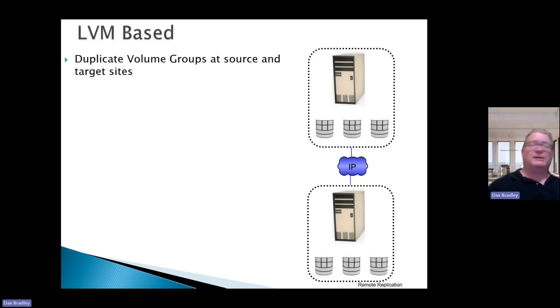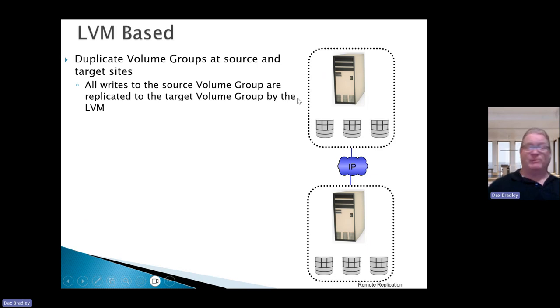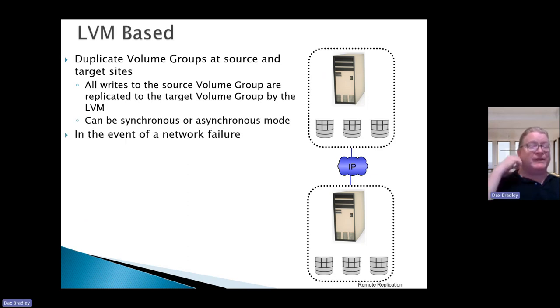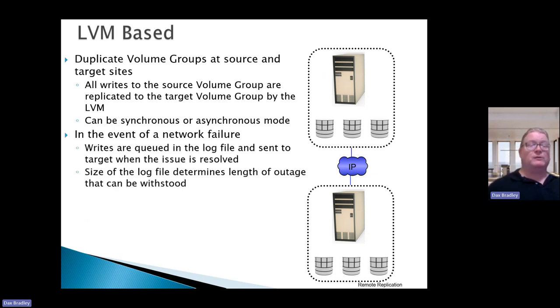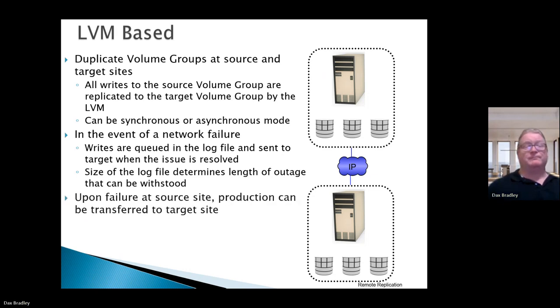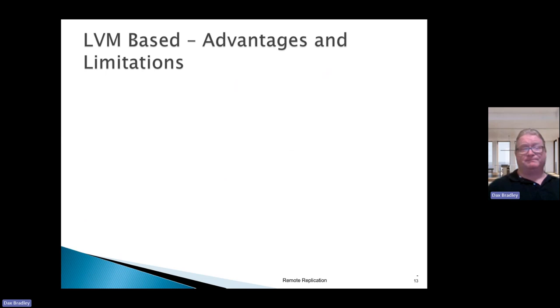LVM-based log shipping looks like this. You have duplicate volume groups at the source and target sites. The capacity is the same in both locations. All the writes to the source volume group are replicated to the target volume group by the LVM. It can be, like I said, either synchronous or asynchronous. And in the event of a network failure, the writes are queued up in the log file and sent to the target when the issue is resolved. And the size of the log file determines the length of the outage that can be withstood. Upon failure at the source site, production can be transferred to the target site.